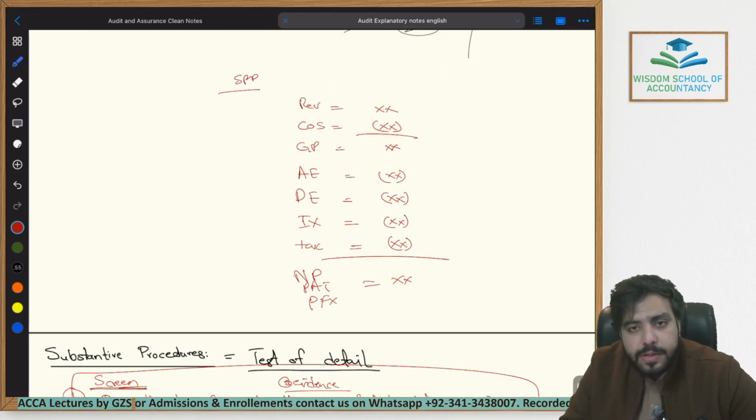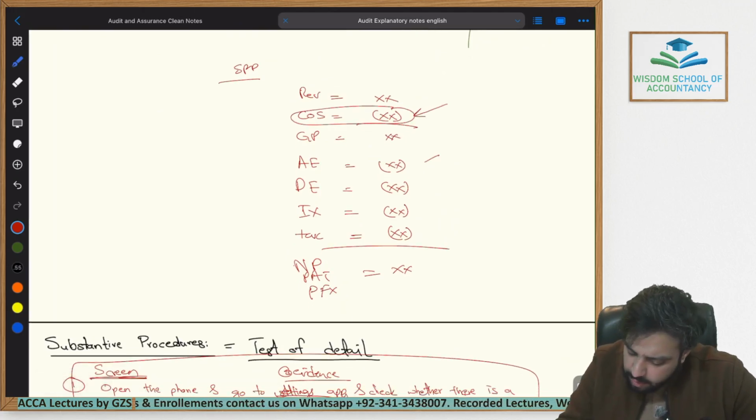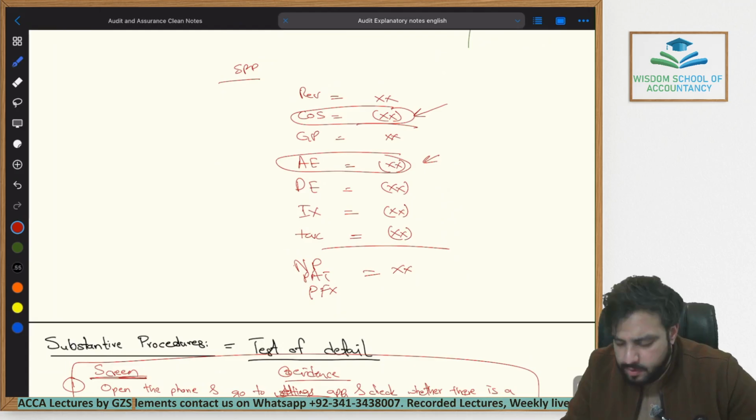Classification basically means that things that should have been recorded within cost of sales have been recorded there. Things that should have been recorded within administration expenses have been correctly recorded only in administration expenses.